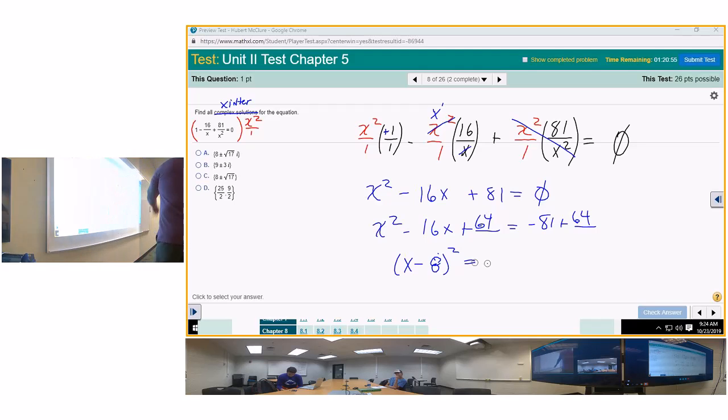And negative 81, somebody do that for me. What do you come up with? Negative 17.